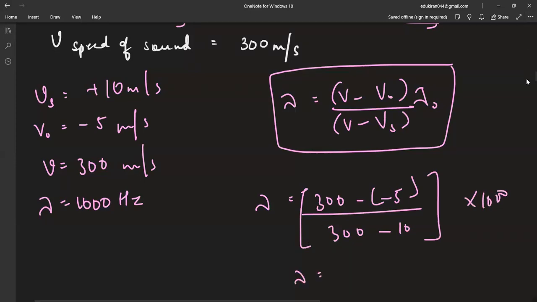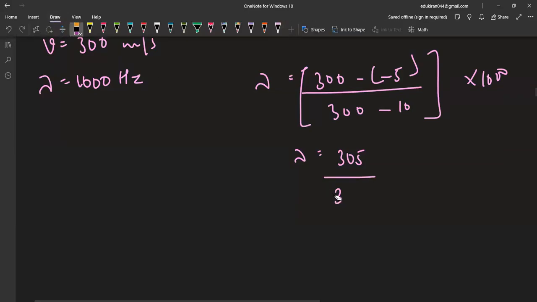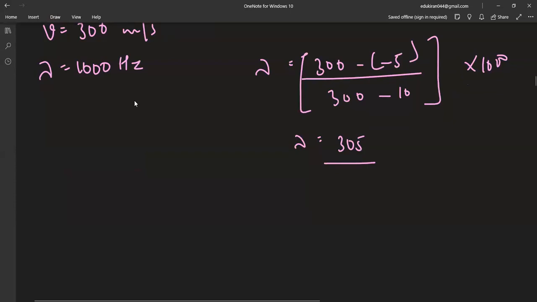So frequency will be 305 by 3, no, 290. One thing, do not round it off here. Otherwise, if you round it off here, your answer will directly be exactly the original frequency. There won't be any difference. So this is 305 to 90. You know, almost this is 1. 305 to 90, very slight difference. Right? But take the exact values.